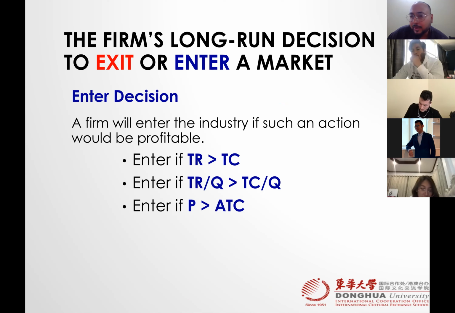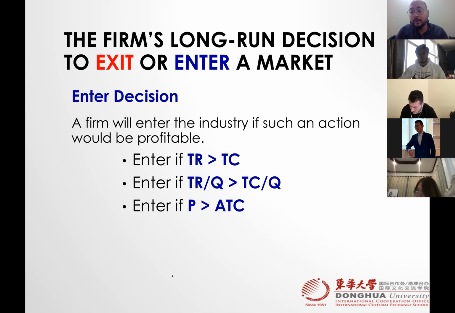So in the long run scenario, there is a third condition for a competitive market, that is free entry and exit. There is no barrier to entry. Anyone can come to the market, anyone can exit the market. There is no barrier, right? So why does a company enter the market?